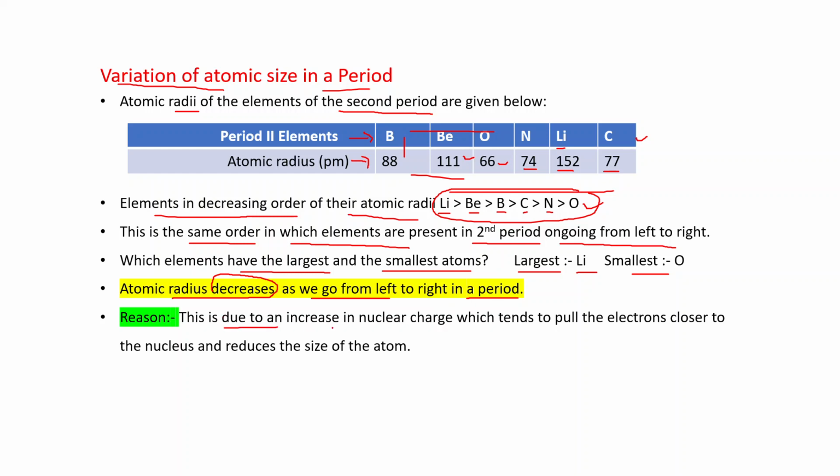This is due to an increase in nuclear charge, which tends to pull the electrons closer to the nucleus and reduces the size of the atom. We have discussed the electronic configuration of these elements. In these elements, the number of shells remains the same, and an electron enters the outermost shell by 1 unit. In this way, effective nuclear charge increases. That's why size is reduced if we go from left to right in a period.